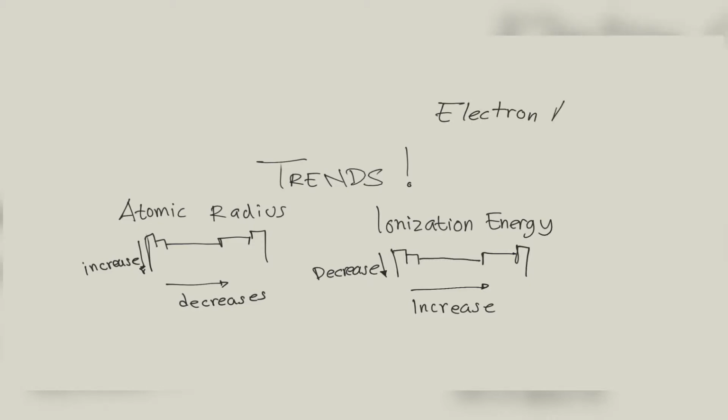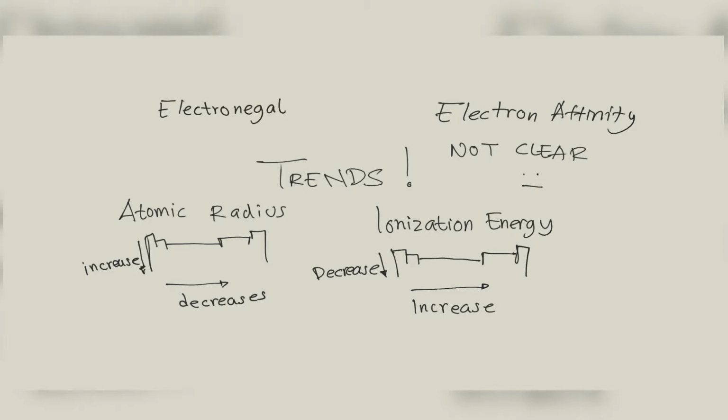There are more trends than this, one of which is electron affinity. The electron affinity trend is very interesting because it's not clear and it's different for every group. However, there is a trend for each group. There is also the trend for electronegativity, which is basically the same trend as the ionization energy.